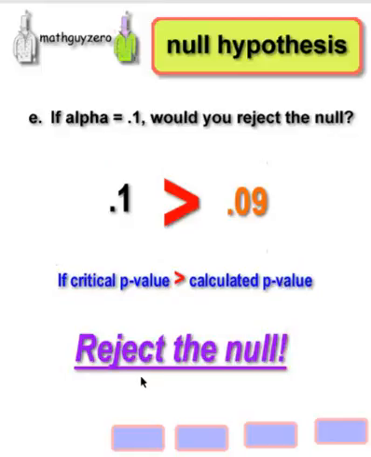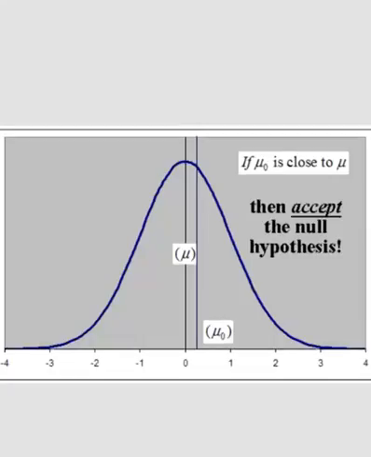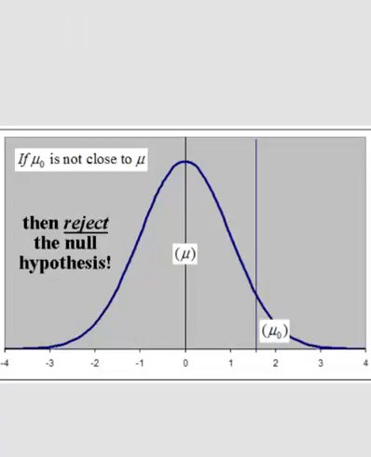Now what that's really doing is this. If the sample mean comes out to be close to the stated mean or the population mean, then the null hypothesis is probably true. But if the sample mean gets far away from the null hypothesis mean, that means that the null hypothesis is probably not true.